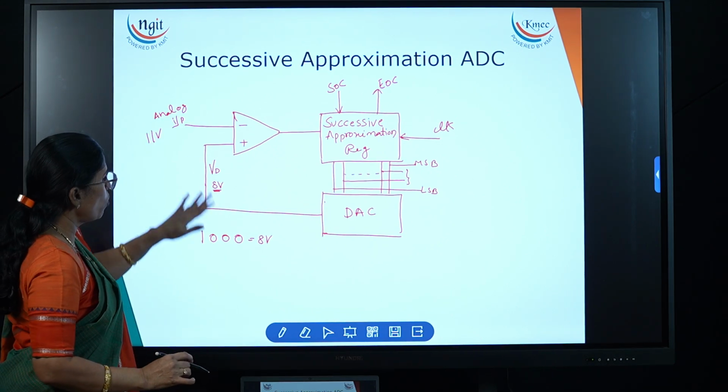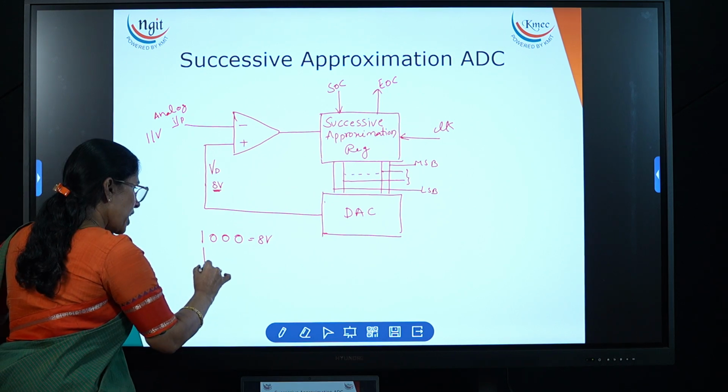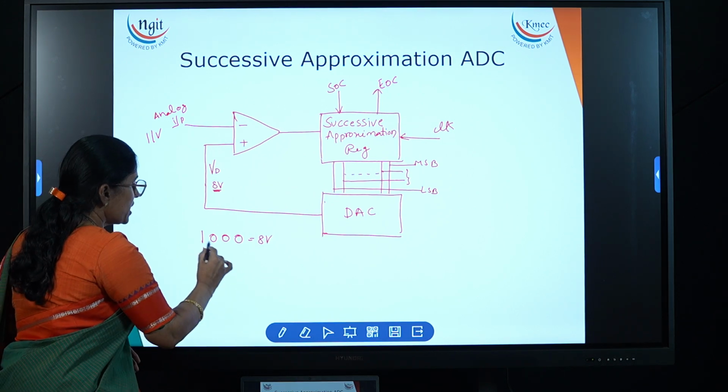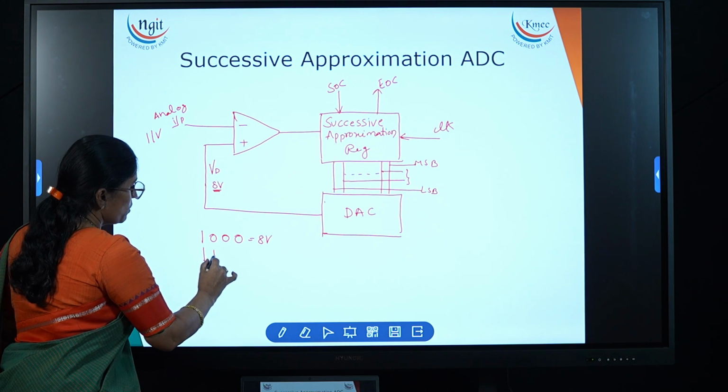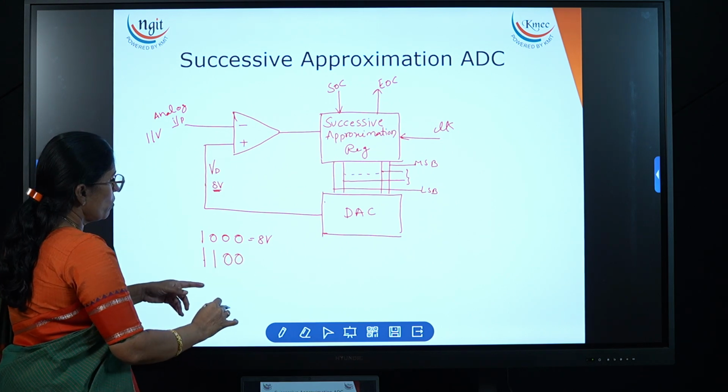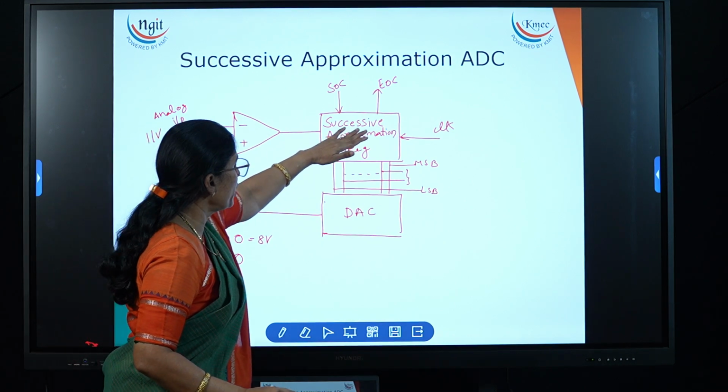If the input analog is more, I have to keep this MSB bit as it is and set the next MSB bit to 1. Now the bits are 1, 1, 0, 0. After that this is applied to the DAC.